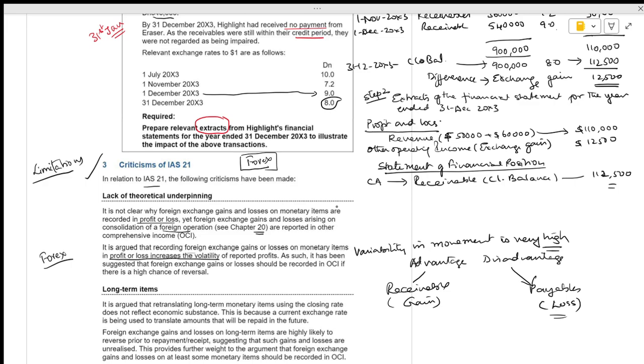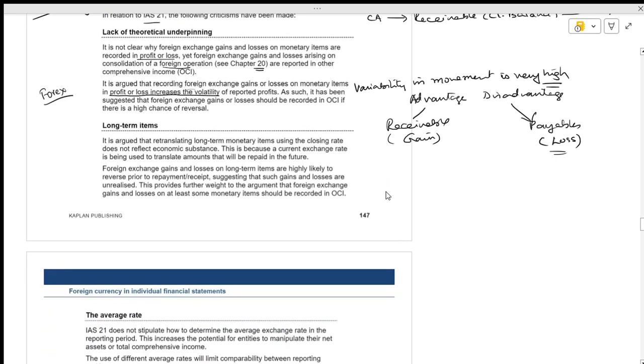It is argued that retranslating long-term monetary items using the closing rate does not reflect economic substance. On one side we are talking about long-term monetary items, and on the other side we are talking about the closing rate. Definitely there is an argument, there is a discussion. This is because the current exchange rate is being used to translate an amount that will be repaid in future, payables. That is the reason we say it is going to be for what?